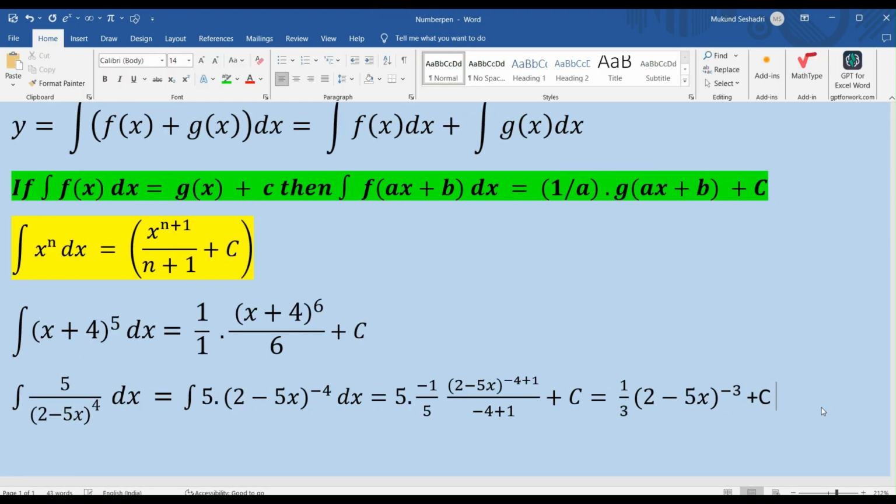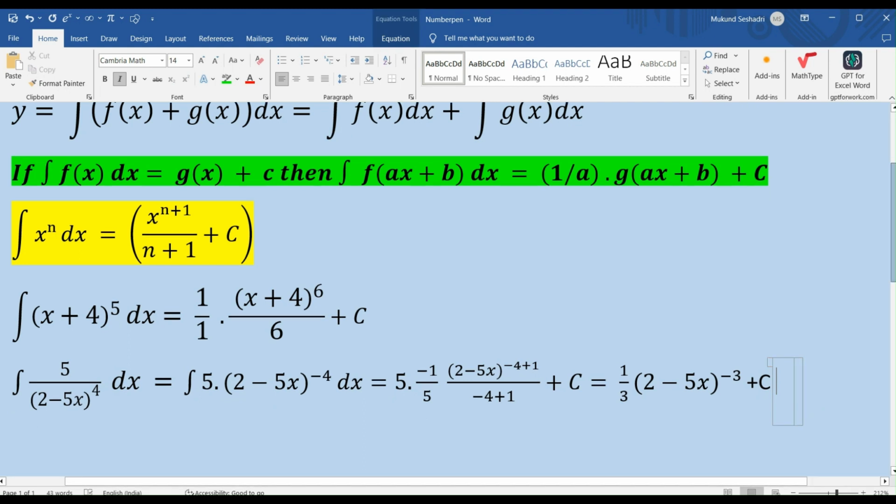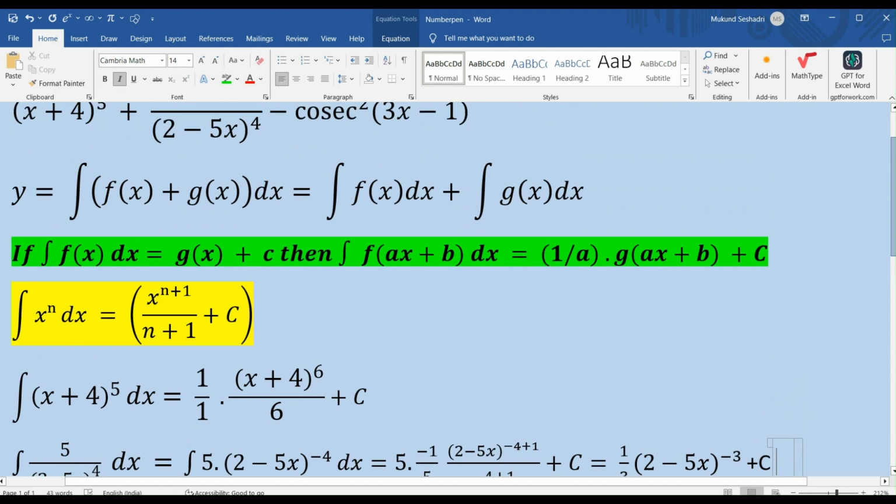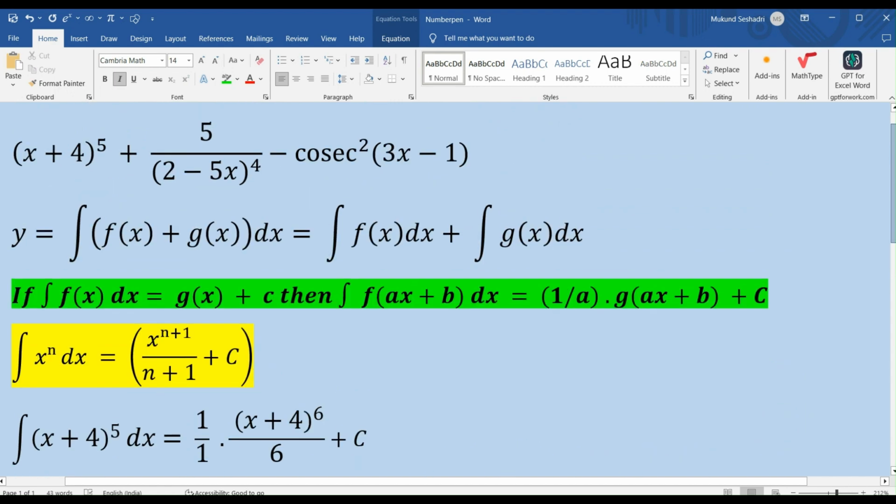So this is what I have. This is my answer for the second part. Both of them are based on the formula highlighted in yellow, integral of x to the power n dx. Now I go to the third part, I have a minus cosecant square 3x minus 1.